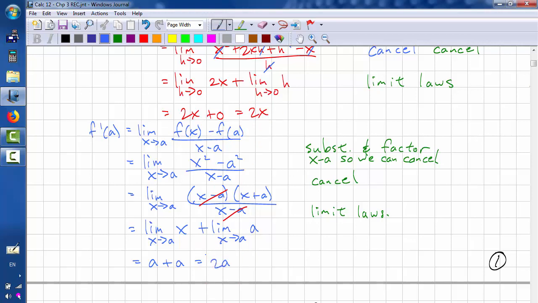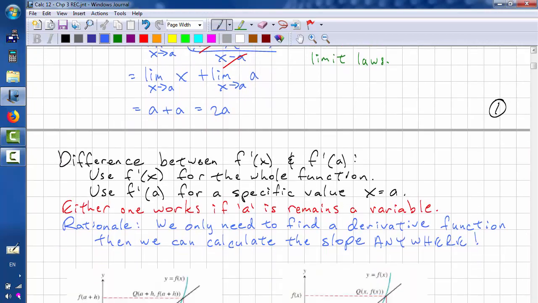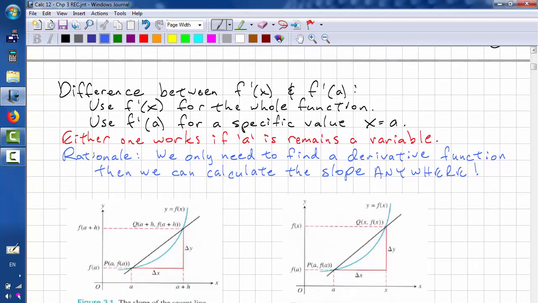We can use this as a function as well if we wanted to. But by convention, f prime of x is for a whole function, f prime of a is actually just for a specific value. But again, we can use this as a function if we wanted to. It's just not convention. Okay, rationale. We only need to find the derivative of a function, and then we can calculate the slope anywhere.